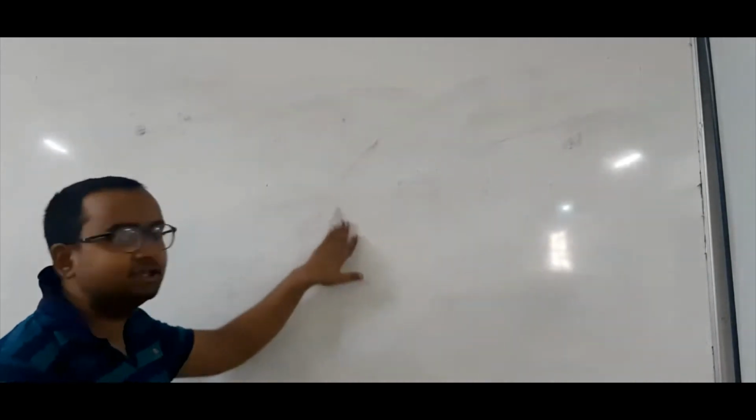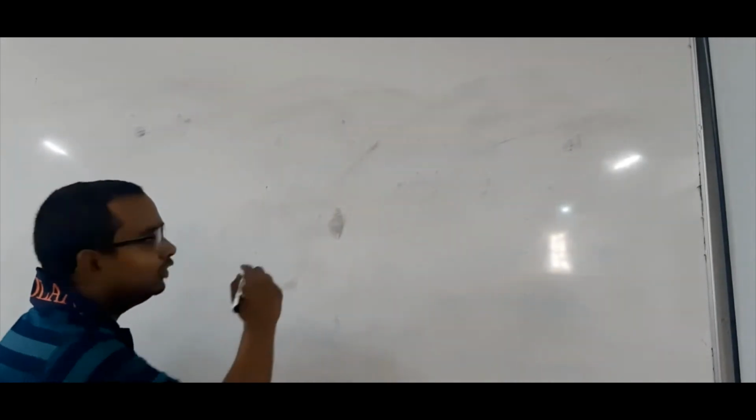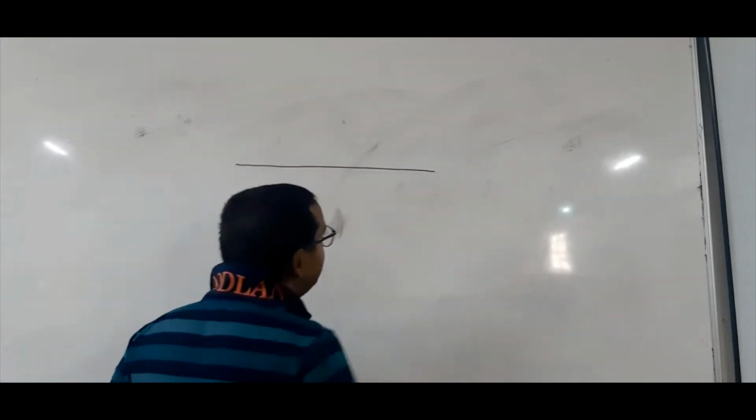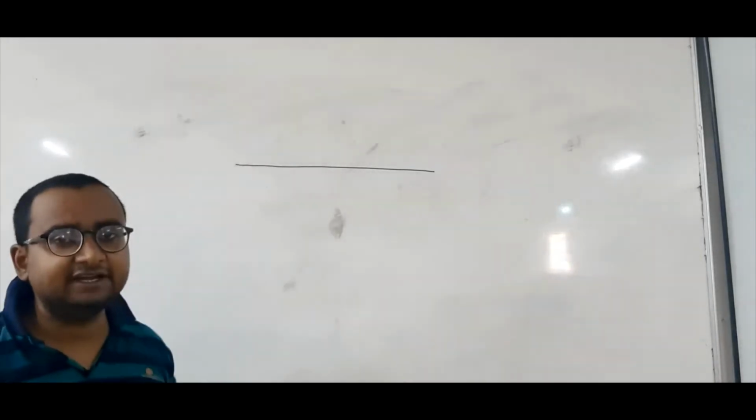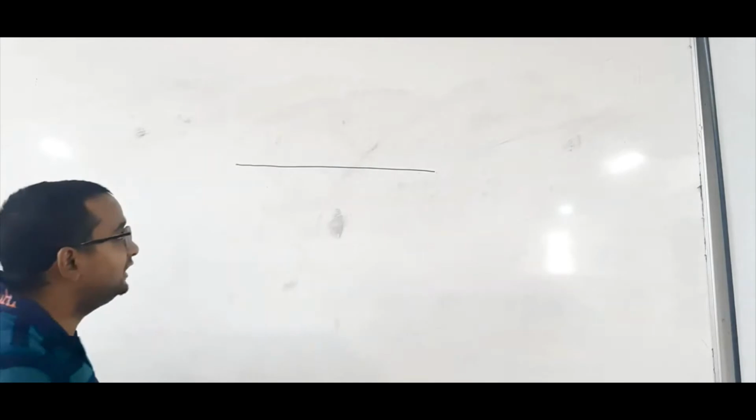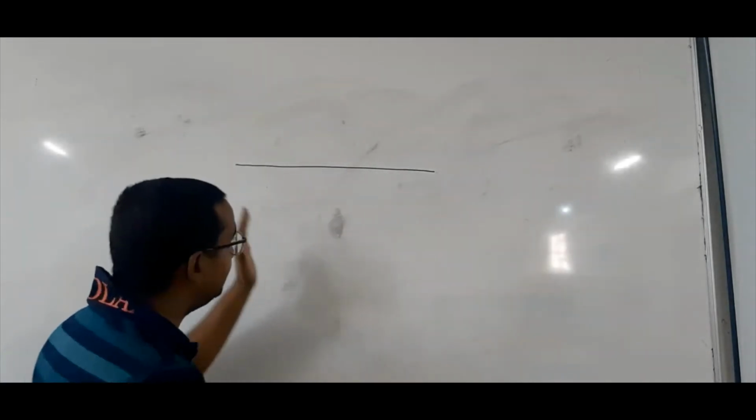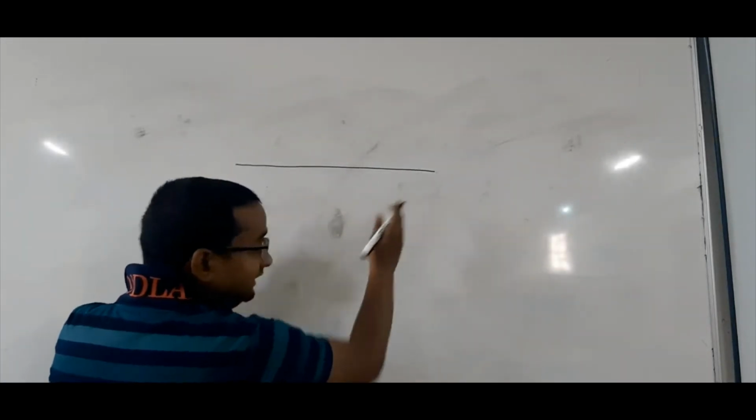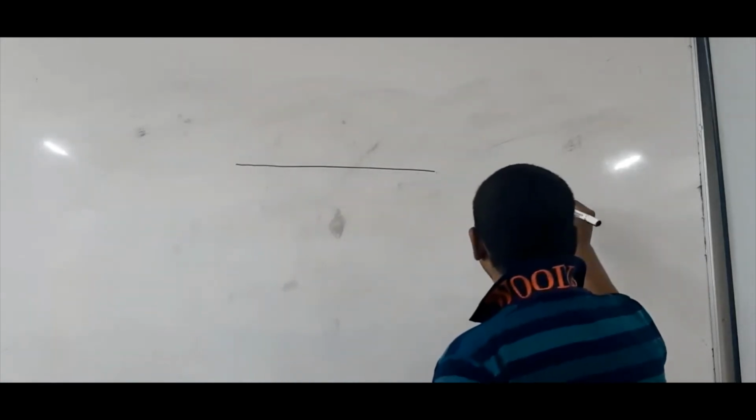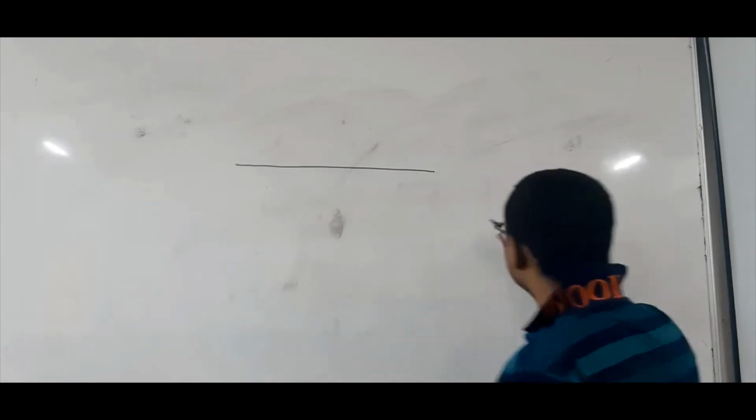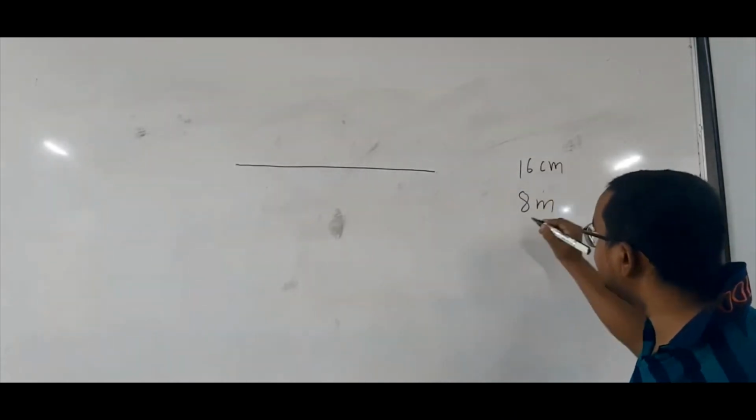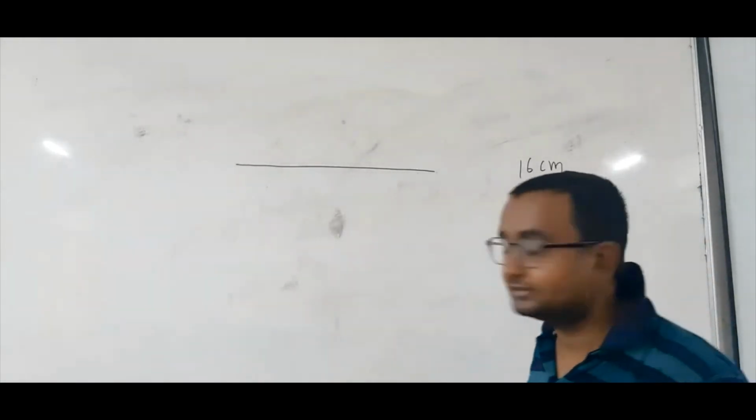To draw the scale of the problem, first of all we will draw a line. We determined the length of scale as 16 centimeter, so the length of the line will be 16 centimeter. After drawing a line of 16 centimeter, this line represents a distance of 8 meters. This is a line of 16 centimeter length, but it represents a distance of 8 meter.